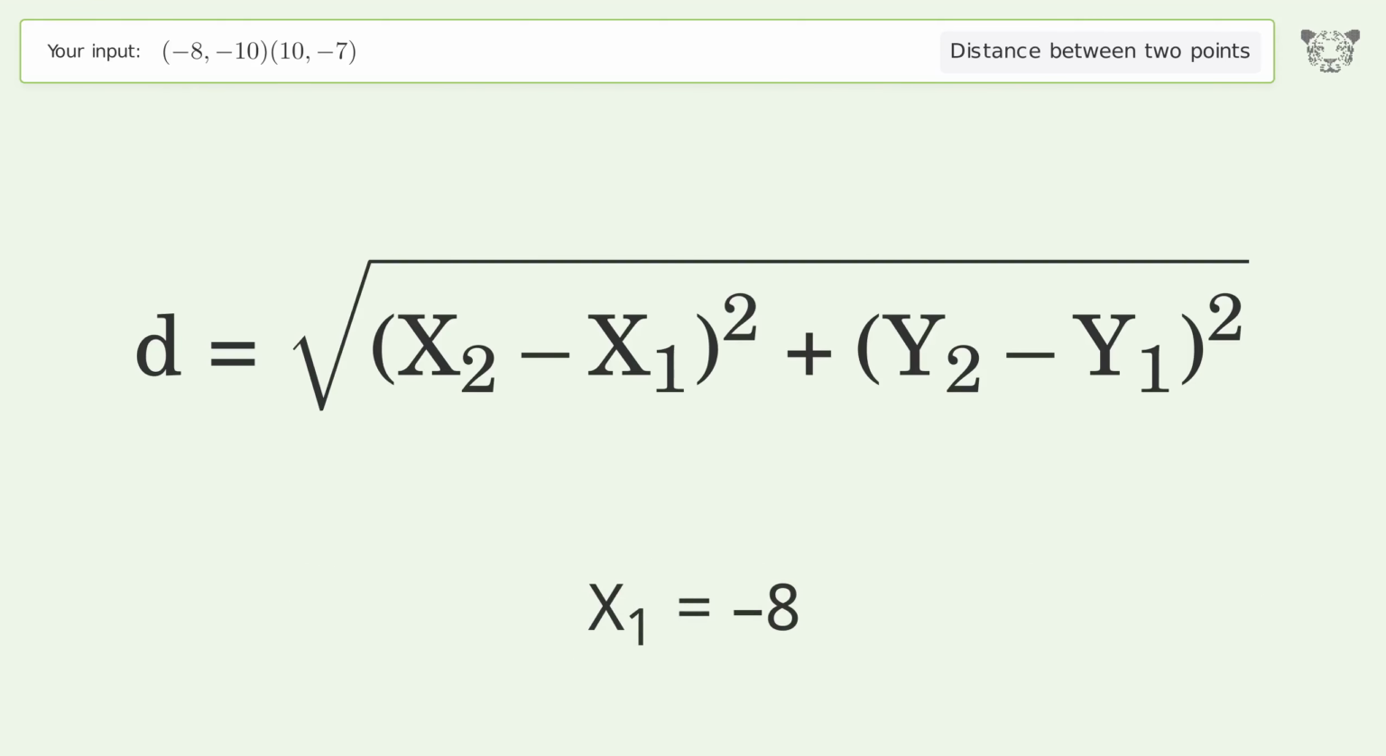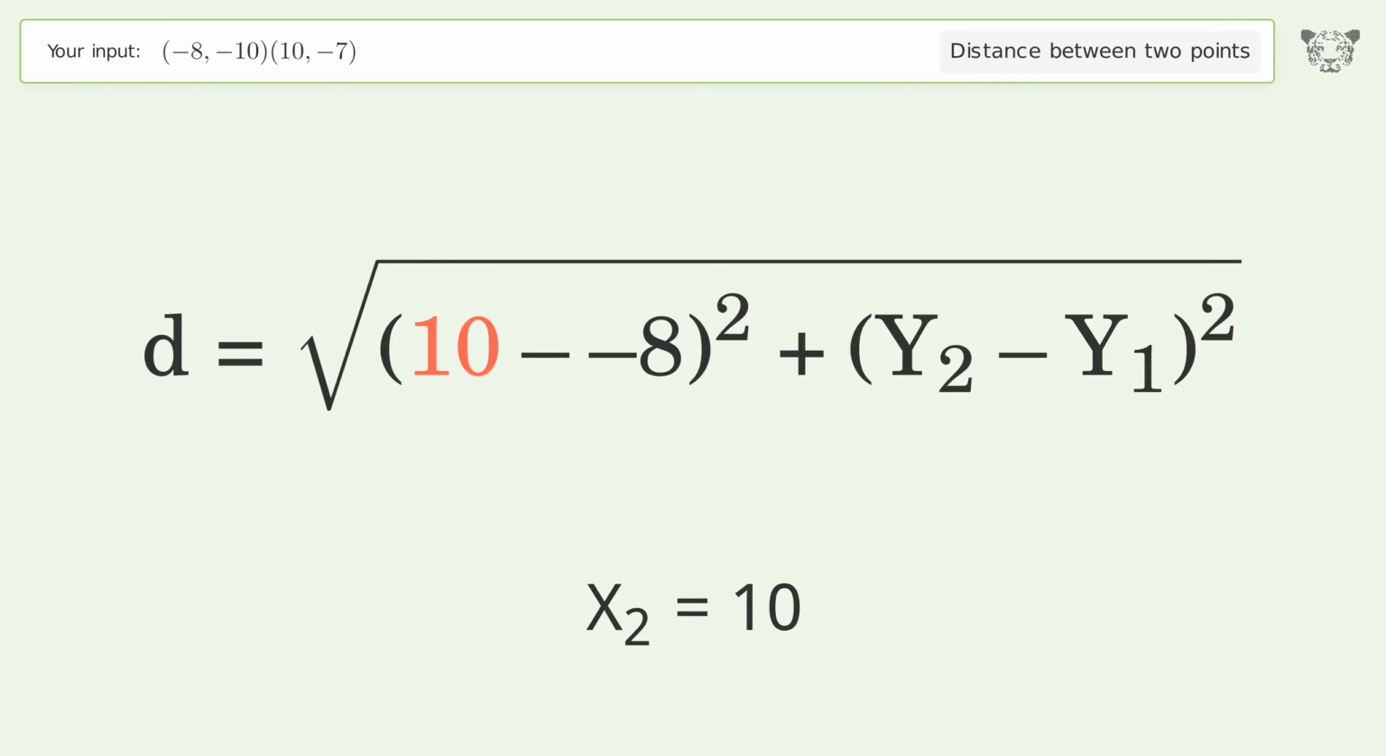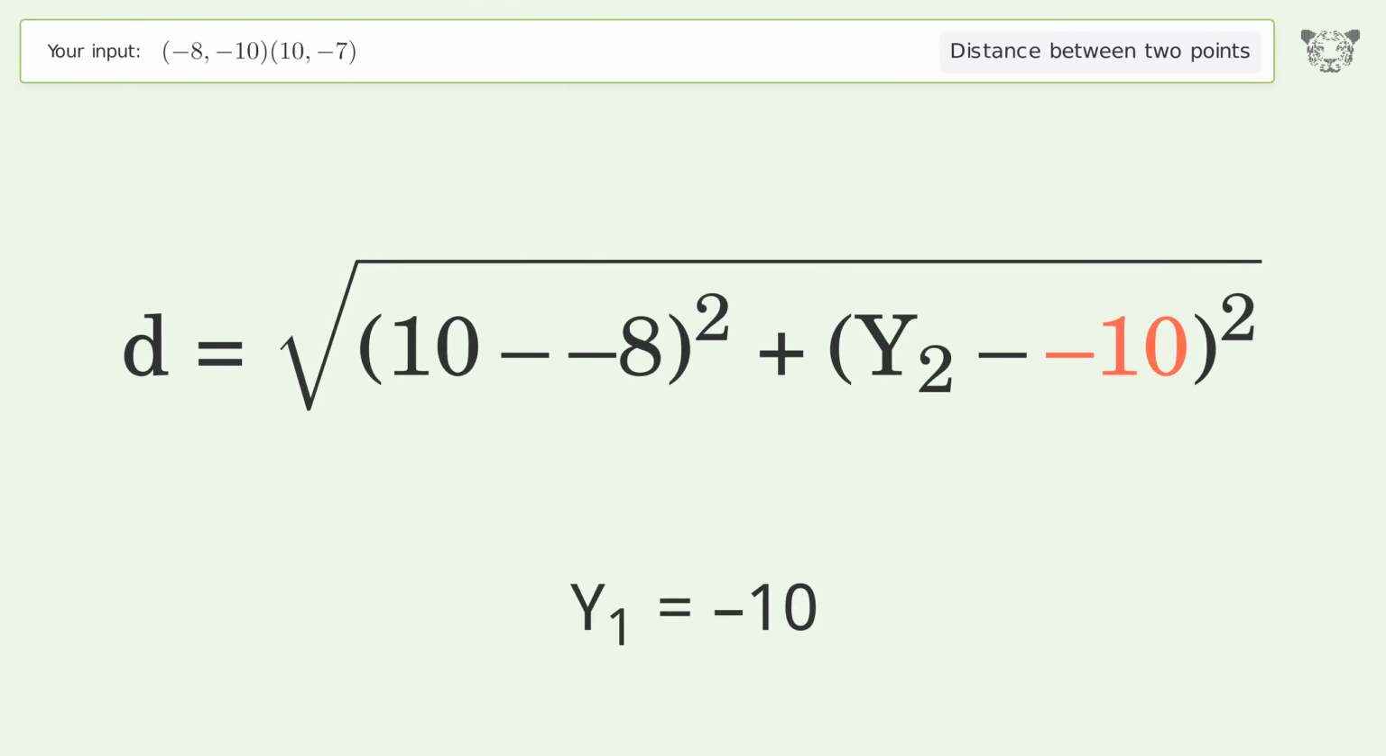x1 equals -8. x2 equals 10. y1 equals -10. y2 equals -7.